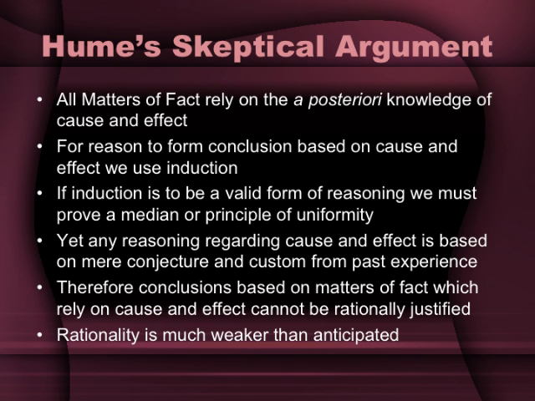So, 5, therefore, conclusions based on matters of fact which rely on cause and effect cannot be rationally justified. If you're going to argue matters of fact, which rely on cause and effect, you are going to have to appeal to experience. You are not going to be able to appeal to reason. And remember, that's what he set out to do in the beginning of part 2. That even after we've experienced the operations of cause and effect, when we try to form conclusions, even those conclusions are going to be founded on experience.